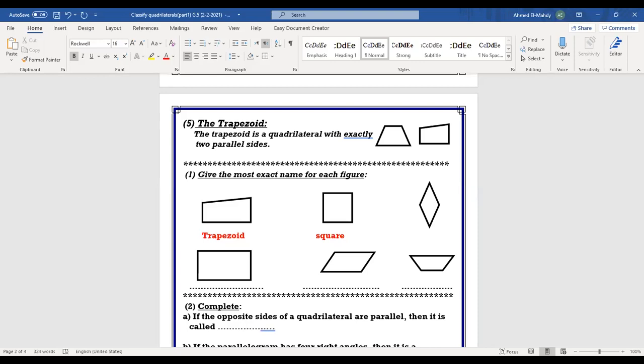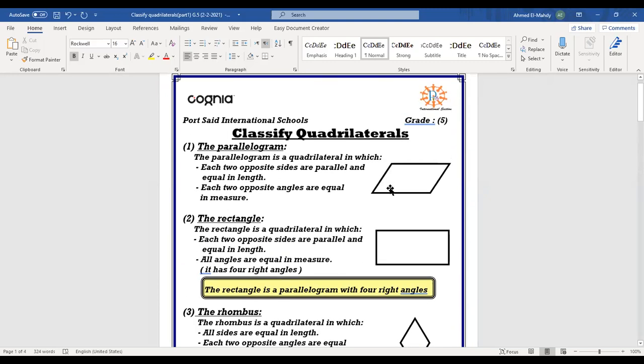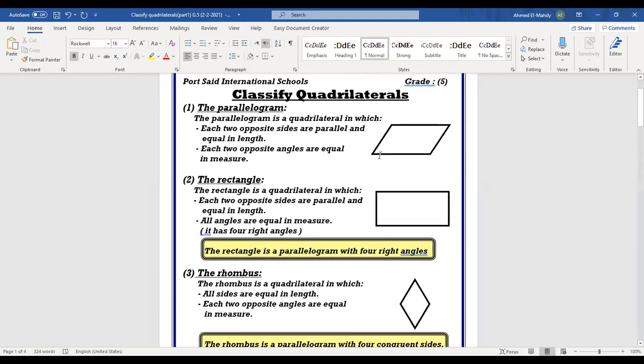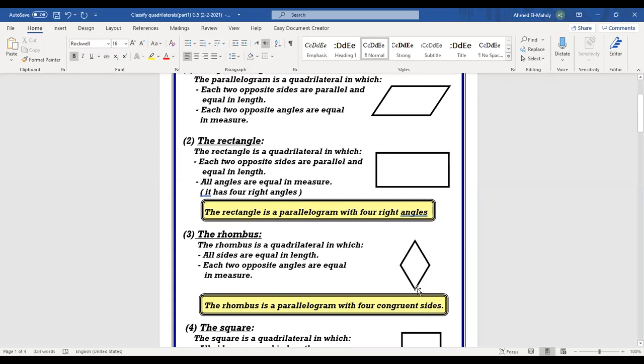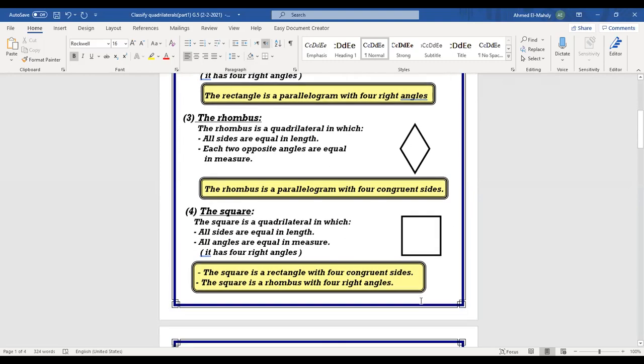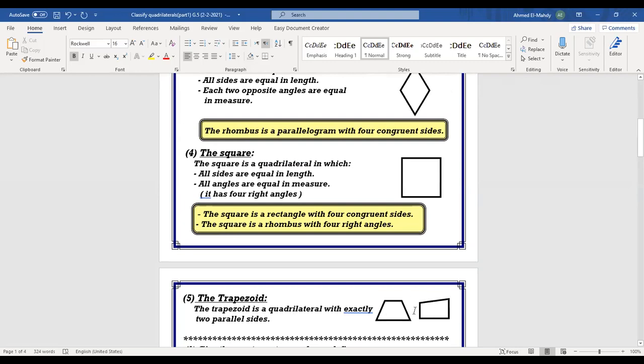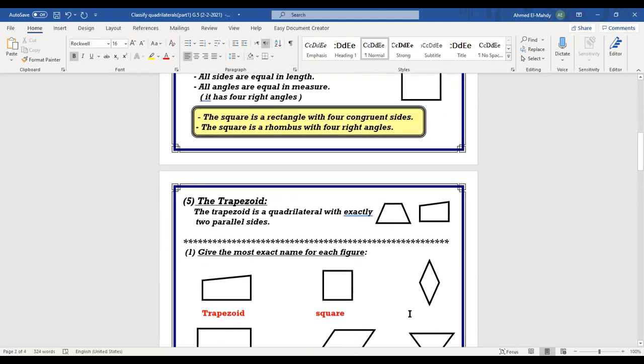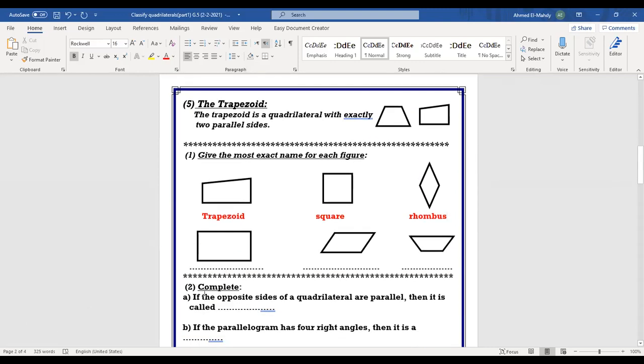Trapezoid. Again, everyone. Trapezoid. Concentrate. Again. This is the shape of the parallelogram, and this is the rectangle. This one is the rhombus, and this is the square, and this is the trapezoid. It will be rhombus. Yes. Okay. Next one.